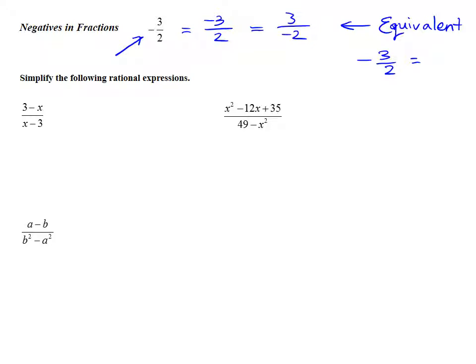So negative 3/2 is not equal to negative 3 over negative 2. That is a false statement. So that is not something you ever want to work with. Let's look at the following examples.